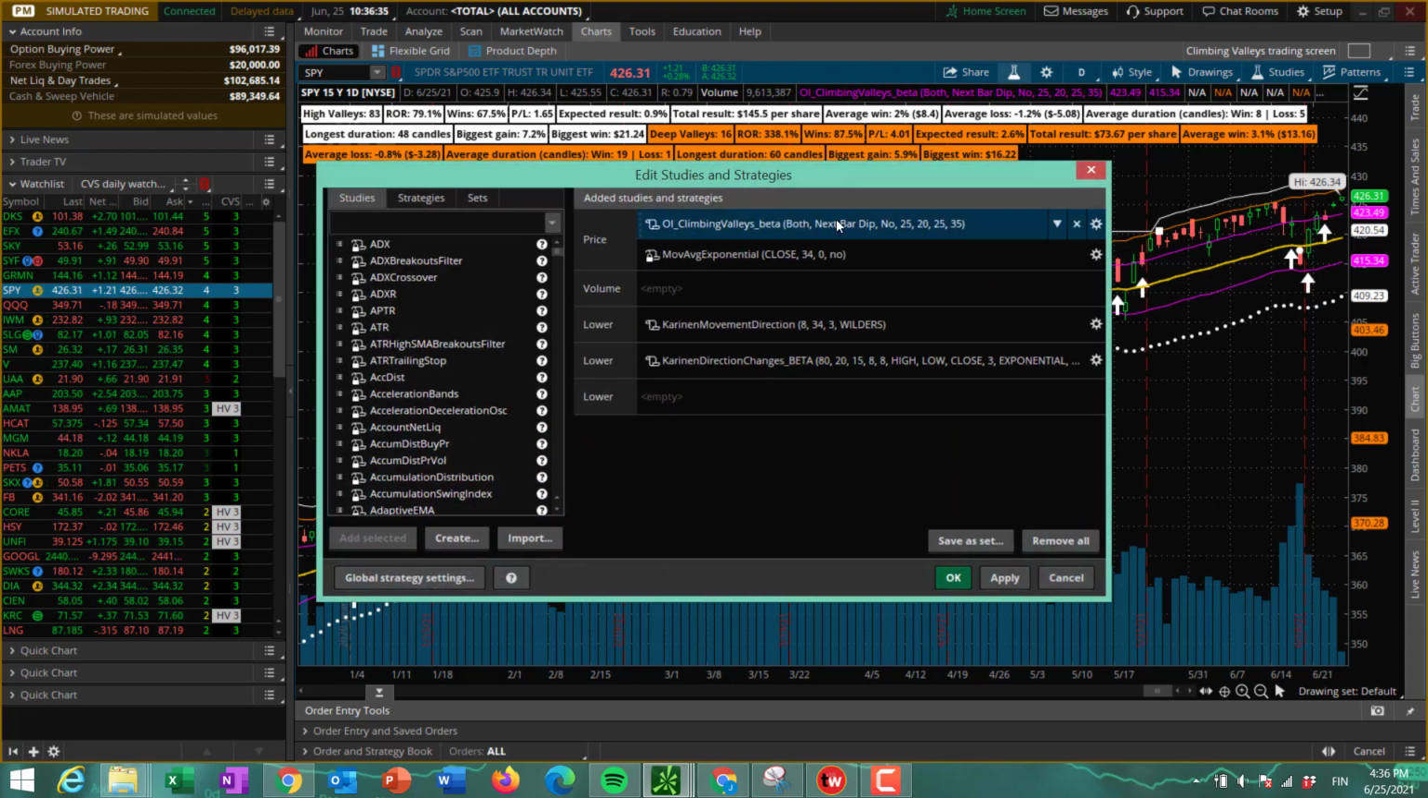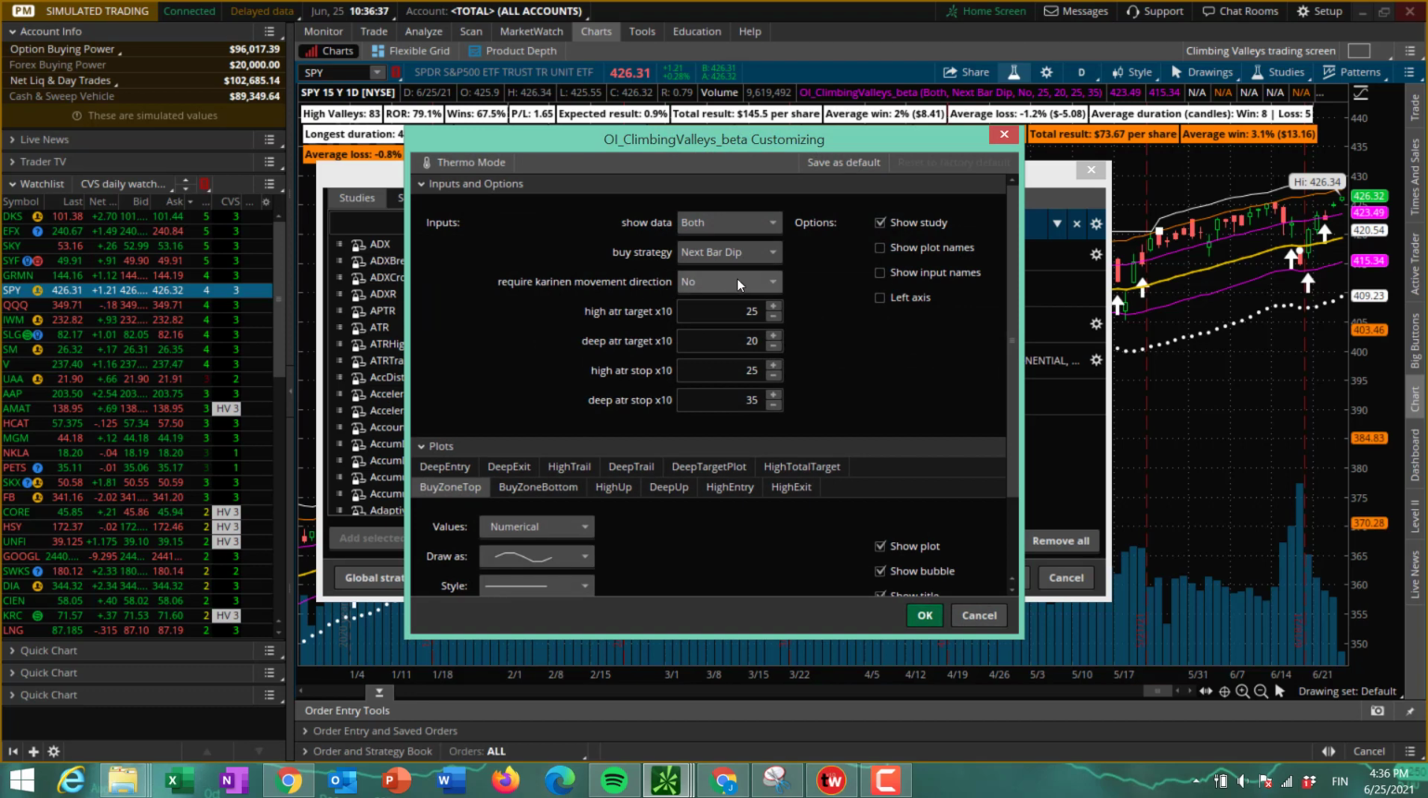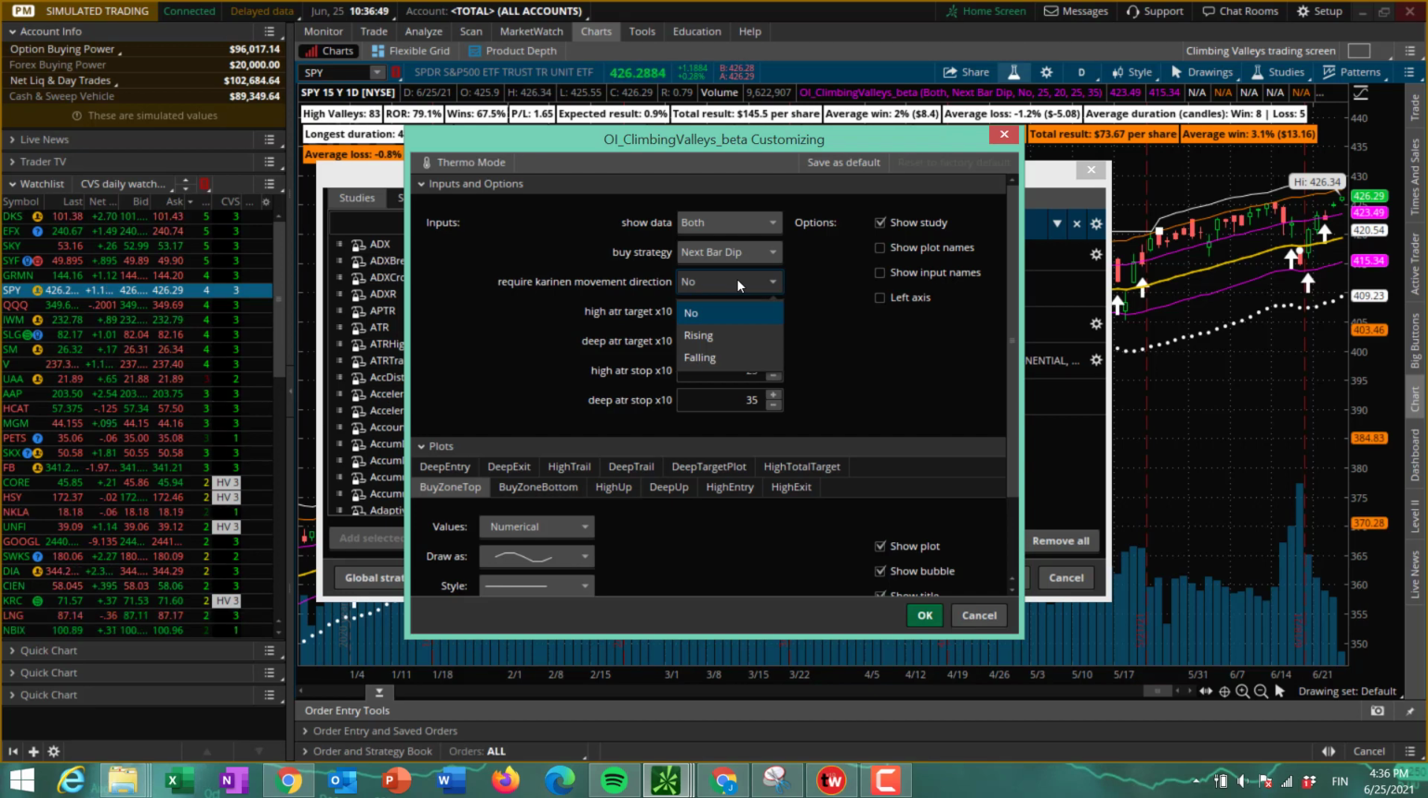The last one here is, well, I've got an indicator called Karinen movement direction. I'm not going to show it now, but it's kind of a directional movement indicator convolution, and in some cases I have found it interesting to see if I require that to be rising or falling during the trade, does it change something in a meaningful way. Sometimes it does, sometimes it doesn't.